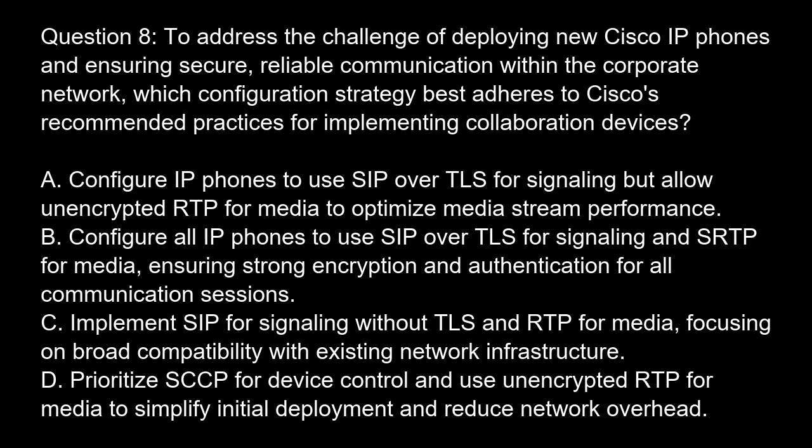Option A. Configure IP phones to use SIP over TLS for signaling, but allow unencrypted RTP for media to optimize media stream performance. Option B. Configure all IP phones to use SIP over TLS for signaling and SRTP for media, ensuring strong encryption and authentication for all communication sessions. Option C. Implement SIP for signaling without TLS and RTP for media, focusing on broad compatibility with existing network infrastructure. Option D. Prioritize SCCP for device control and use unencrypted RTP for media to simplify initial deployment and reduce network overhead.